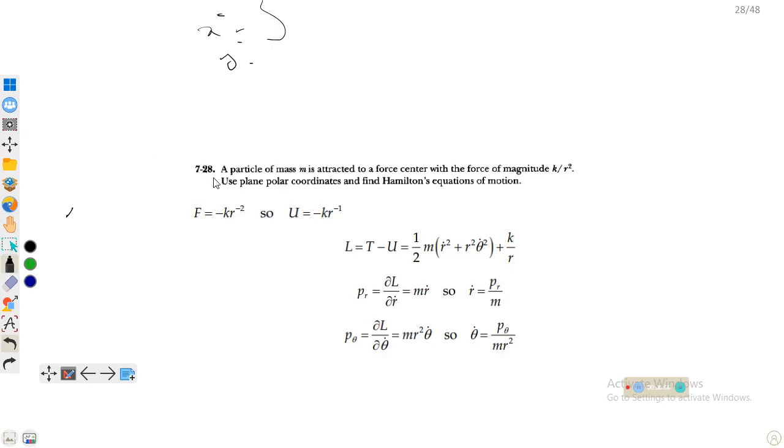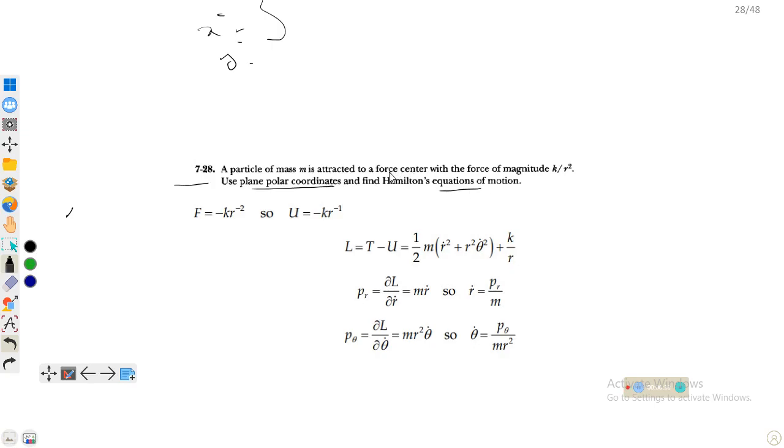In this lecture we will discuss the solution for problem number 7.28, which says: a particle of mass m is attracted to a force center with a force of magnitude k squared over r. Since the particle is attracted, we have to use plane polar coordinates and find Hamilton's equations of motion.